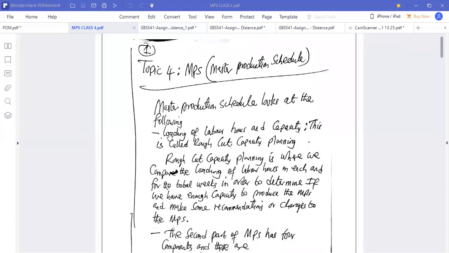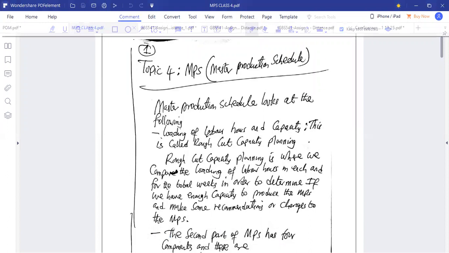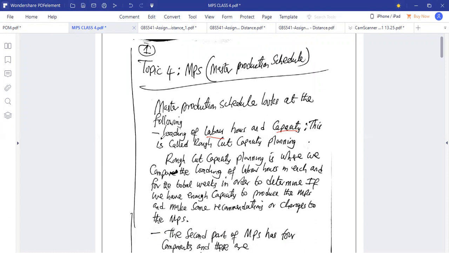The first aspect of it is called rough cut capacity planning. So we have the labor and the capacity. This is the first part of the master production schedule, where we look at the loading of labor hours and the capacity. So the first part of it is called rough cut capacity planning.